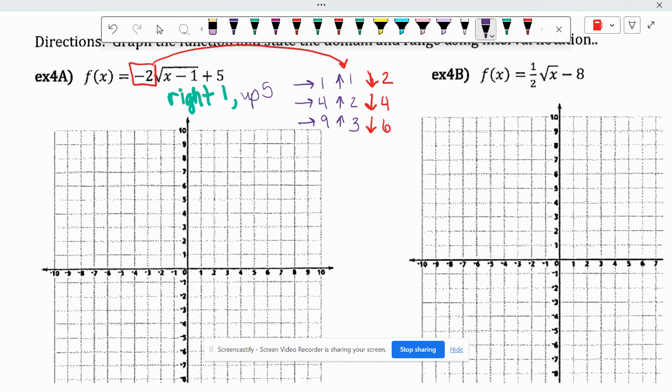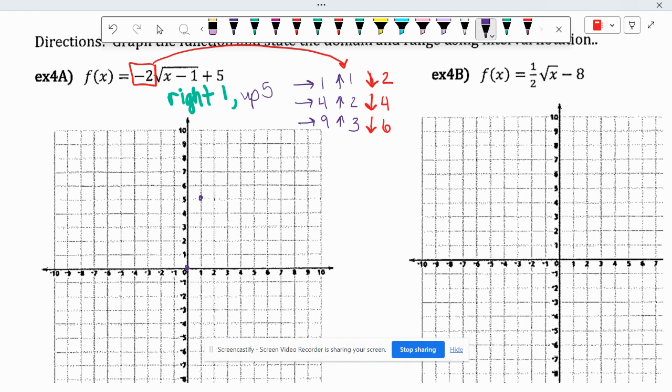So this original square root function started at the ordered pair 0, 0. But I'm not starting at 0, 0 anymore. This tells me to move to the right what? 1 unit and up how many? 1, 2, 3, 4, 5.